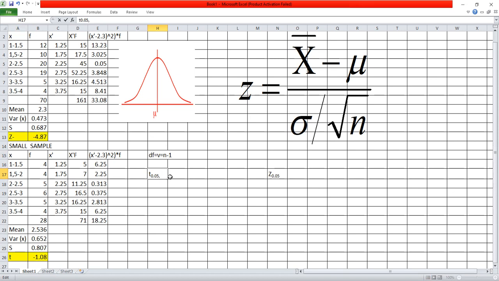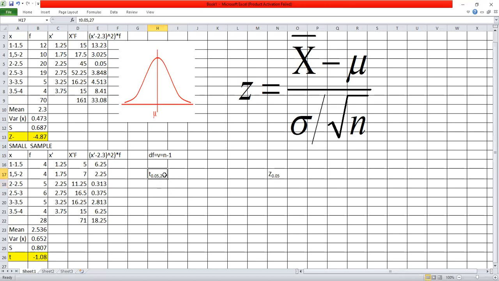What's n in this problem? What is n in a small sample? It was 28. What's 28 minus 1? 27. So 27 degrees of freedom.